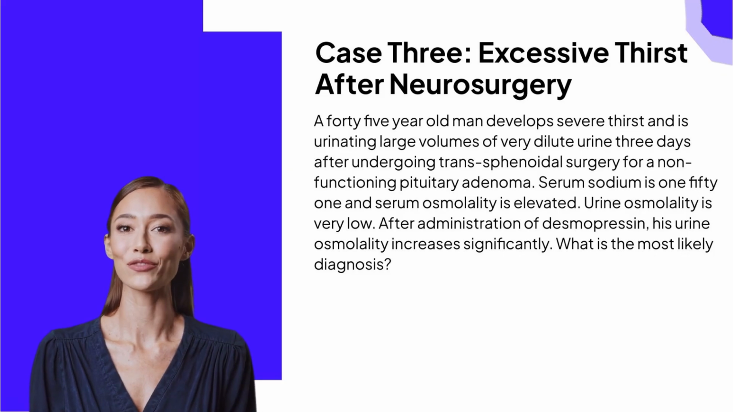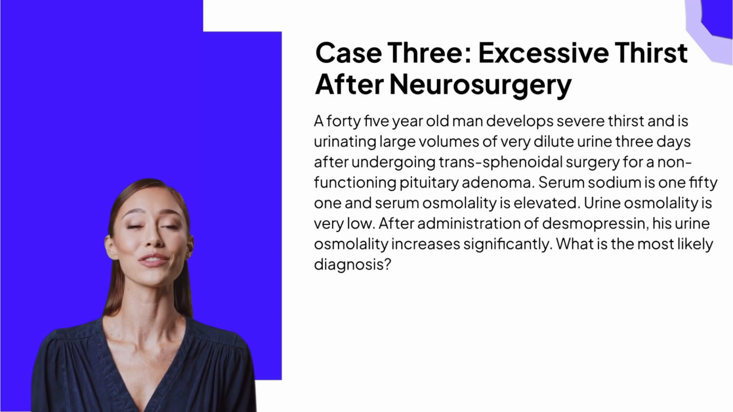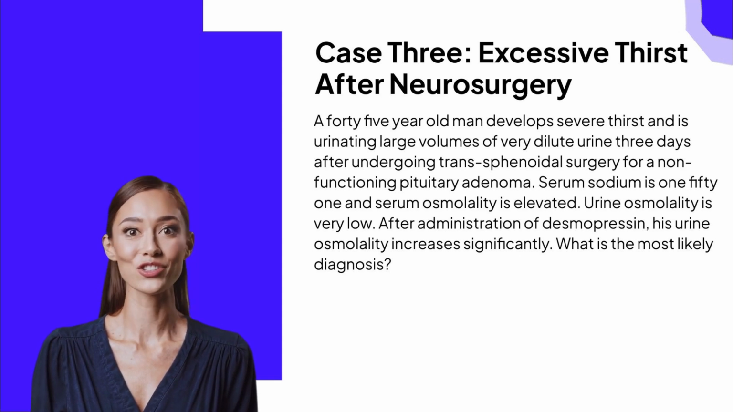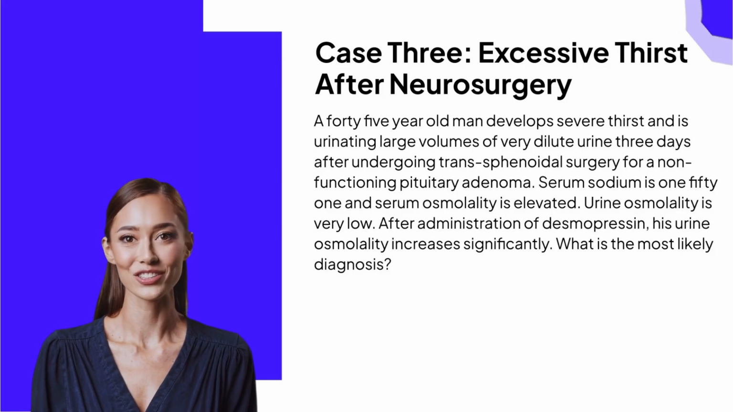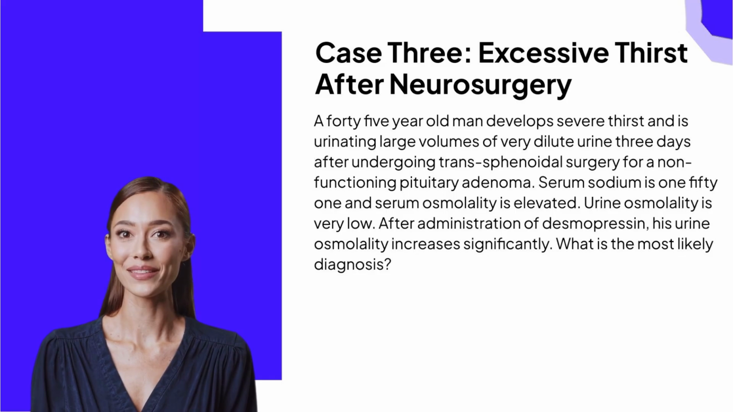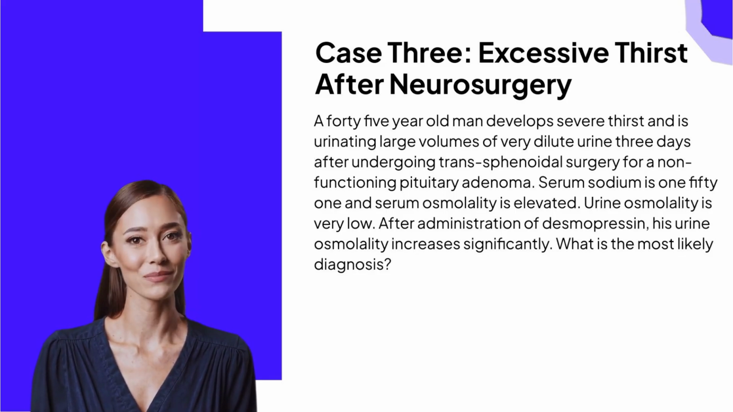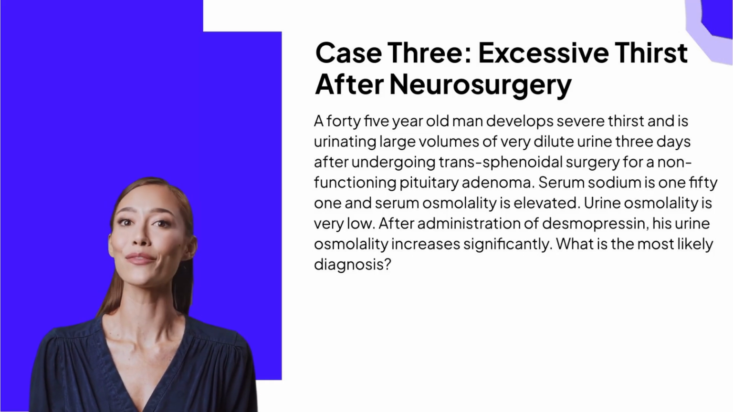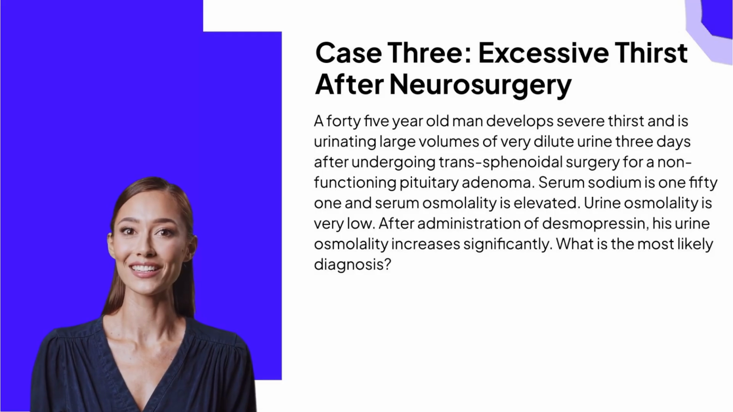Case 3. A 45-year-old man develops severe thirst and is producing large volumes of very dilute urine 3 days after transsphenoidal surgery for a non-functioning pituitary adenoma. His serum sodium is elevated, his serum osmolarity is high, and his urine osmolarity is very low. After giving Desmopressin, his urine osmolarity increases significantly. Think about what is happening with water balance here and what the Desmopressin response tells you. The answer and test-taking strategy are on the next slide.